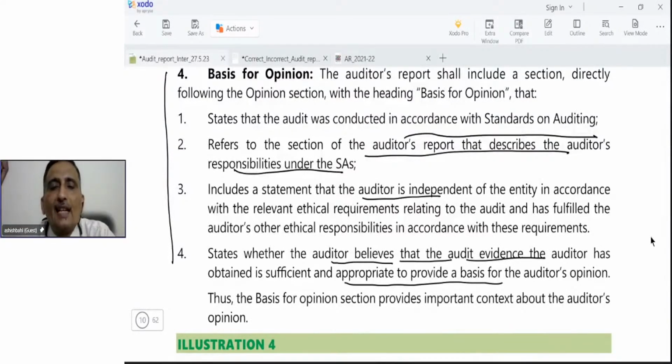So is that clear to you guys? The first four points: first title, second addressee, third opinion, fourth basis for opinion. And the same sequence has to be followed also.